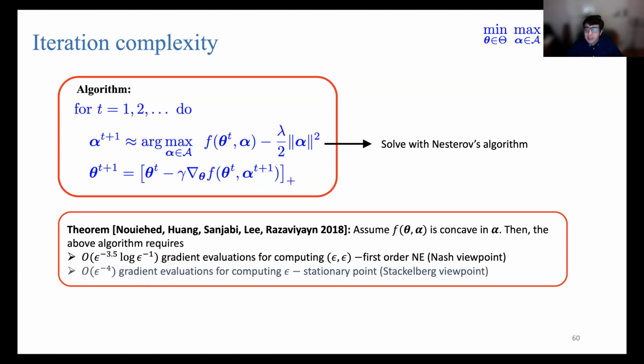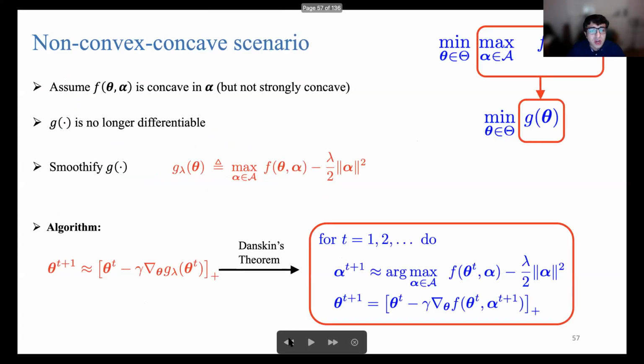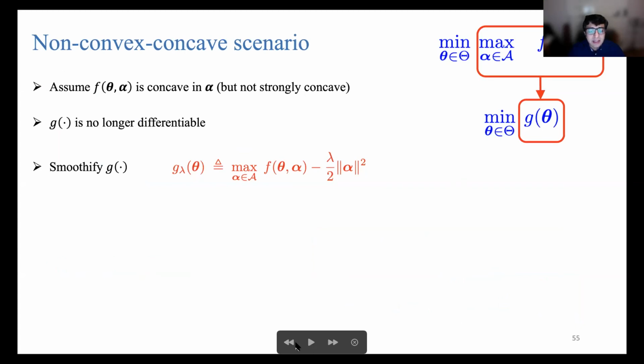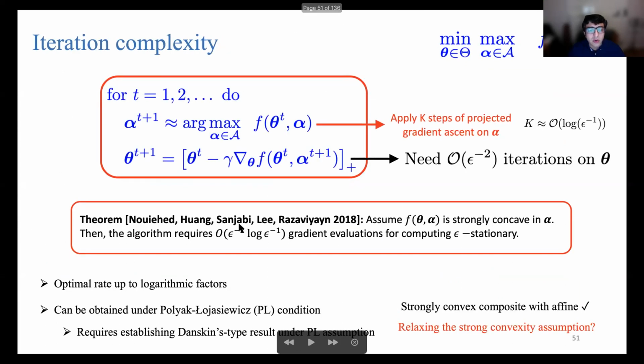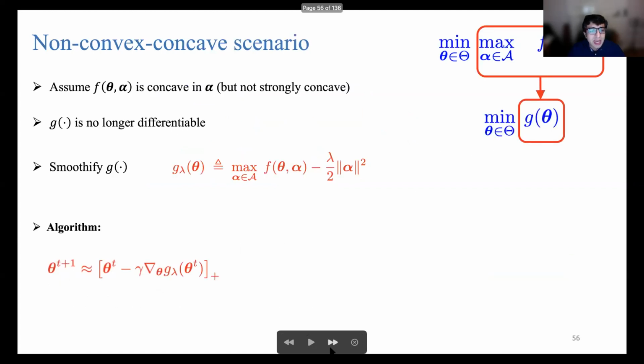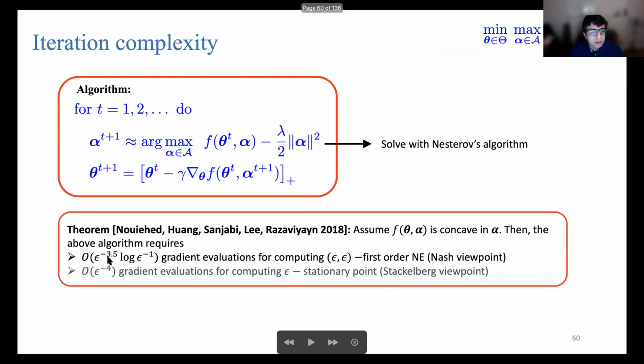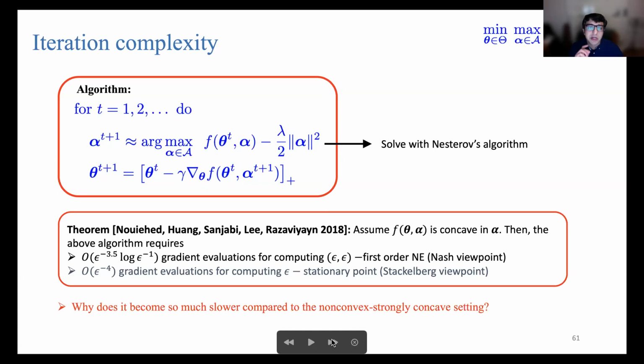Now the question is, why did we have such a huge rate drop compared to the previous case? Remember, in the strongly concave case, we had the rate of order epsilon^-2. Now in this case, we have epsilon^-3.5. So why does the algorithm become so much slower when we move from strongly concave to concave? Where does this rate drop come from? Can we make it faster, accelerate it? And what's the best rate that we can get in this setting?